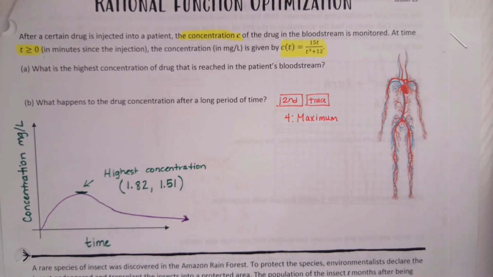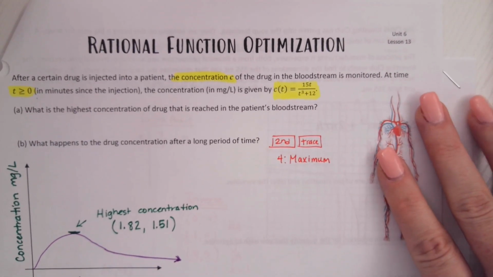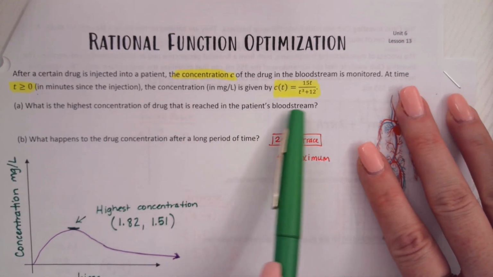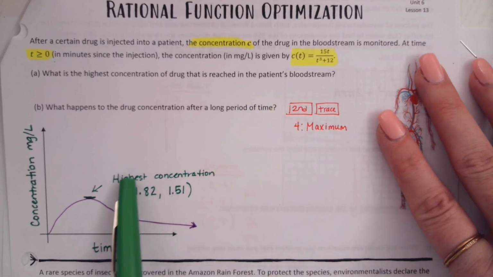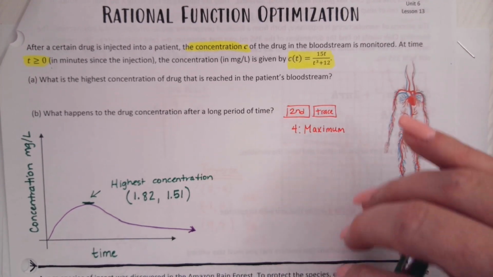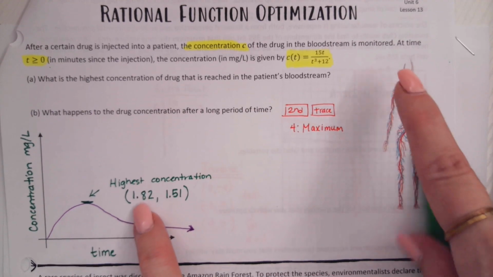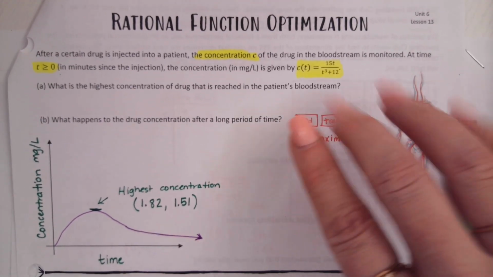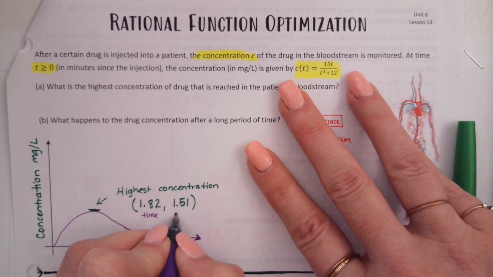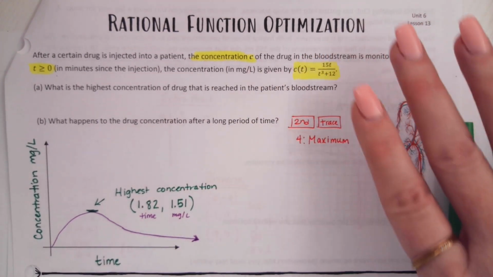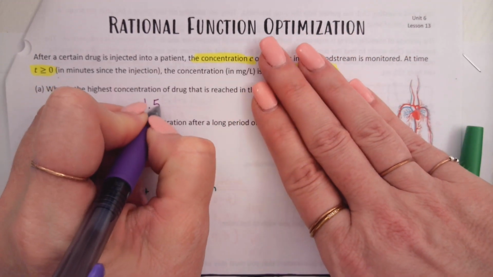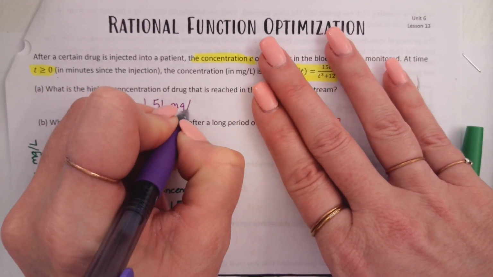Okay, so to answer their question, the question says, what is the highest concentration of drug that's reached in the patient's bloodstream? I don't want to write this ordered pair. I want to decide which one of this ordered pair is my answer. Remember, what does the X value stand for? The time. This is time. The second one is your concentration. So what answer am I writing? 1.51. 1.51 milligrams per liter.